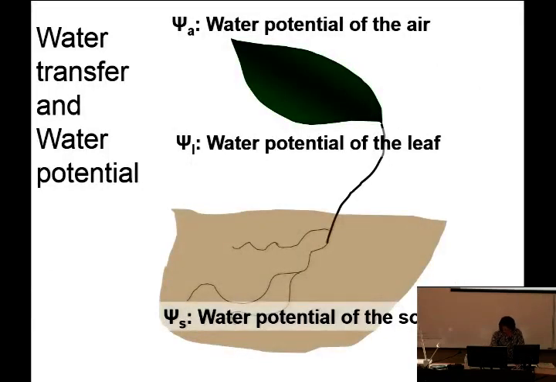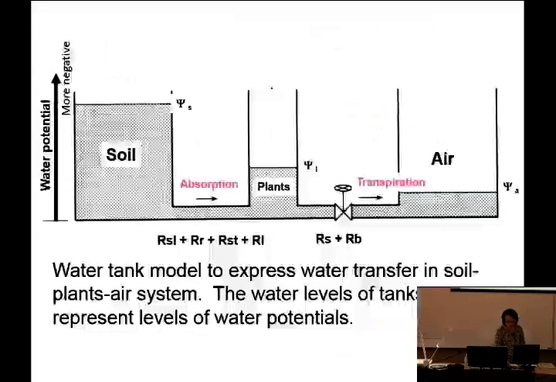All right, here I am simplifying the system just by picking three representative values: soil, plant or leaf, and then air. And then just take a look at the relationship between those three. I'm using a sort of water tank model to understand this value and also the driving force. In this model, the water potential is expressed as the height of the water, okay? Soil has a certain reserve of water, and plant has a certain water content, and air contains some amount of water, right? And depending on the content, the water potential changes, okay?